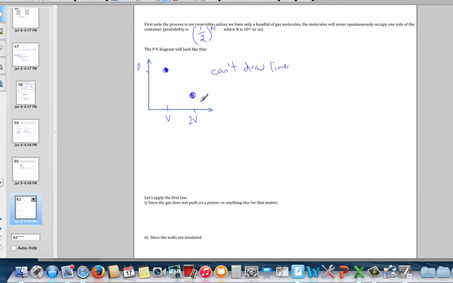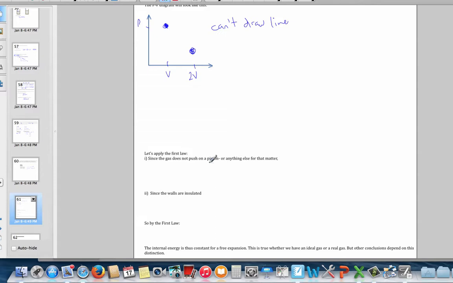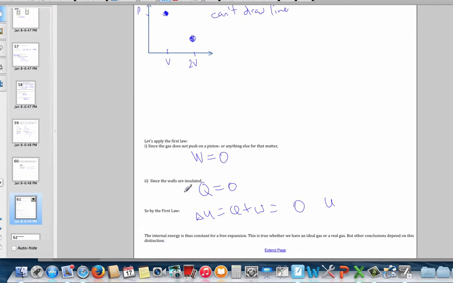So what can we say about this final state? Well, again, the first law is still true, but the gas isn't pushing anything. So it's not doing any work, and no work is being done on it. And if that were taking place with insulated walls, which we'll assume, then there's no heat flow into or out of the gas. So by the first law, the internal energy is a constant. The internal energy is thus a constant during the free expansion.